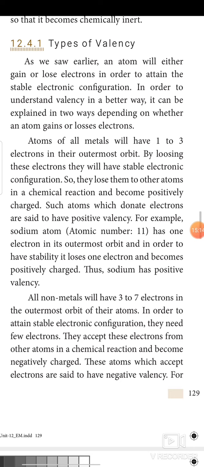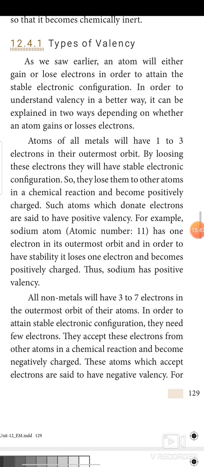Atoms of all metals will have 1 to 3 electrons in their outermost orbit. By losing these electrons, they will have a stable electronic configuration. So they lose them to other atoms in a chemical reaction and become positively charged. Such atoms which donate electrons are said to have positive valency. For example, a sodium atom, atomic number 11, has one electron in its outermost orbit, and in order to have stability it loses one electron and becomes positively charged.